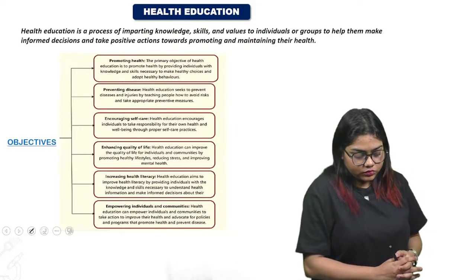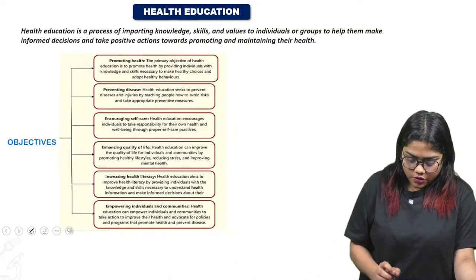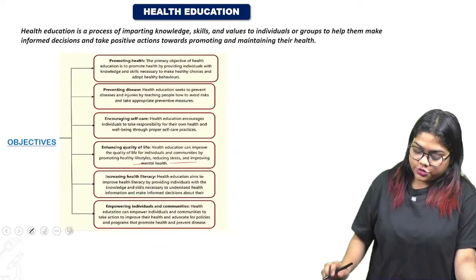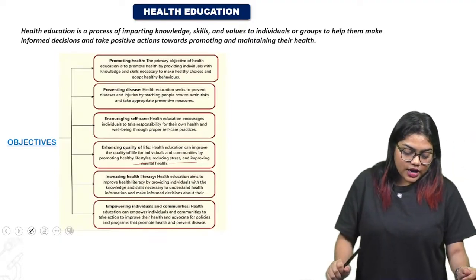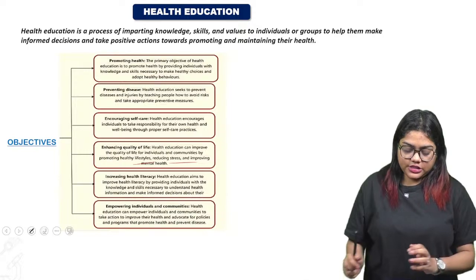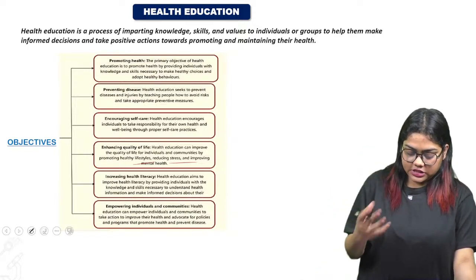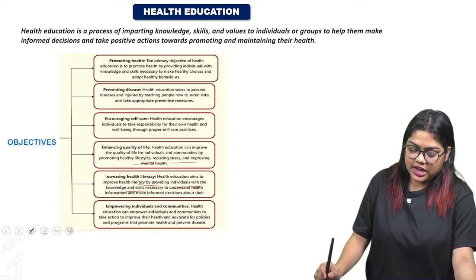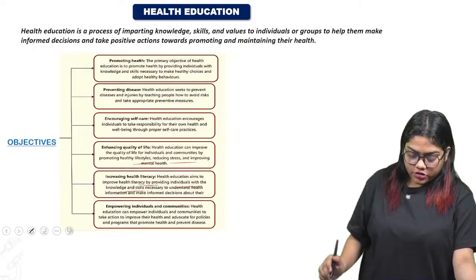So they will be promoting a healthy lifestyle, reducing stress and improving the mental health of the person. Next one is increasing health literacy. Increasing health literacy comes under health education, which aims to improve health literacy, providing individuals with the knowledge, skills and necessary understanding of health information to make informed decisions about it.